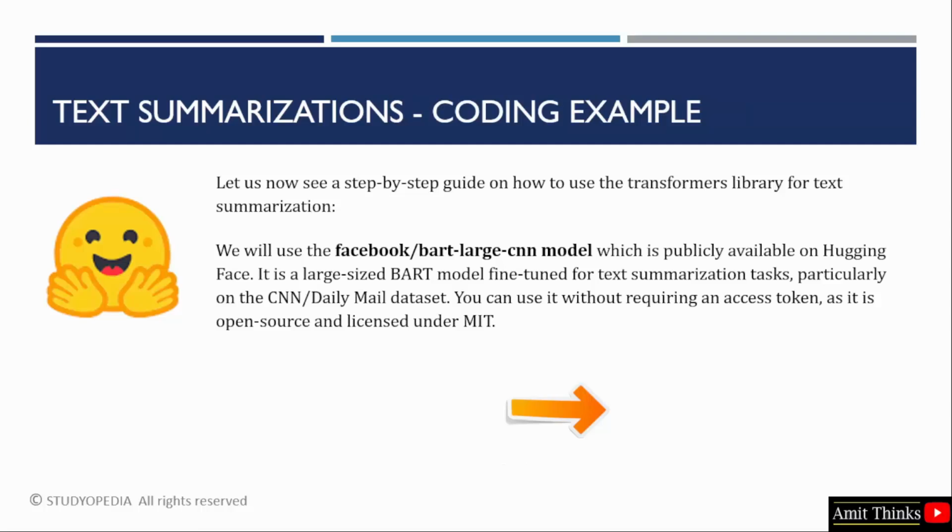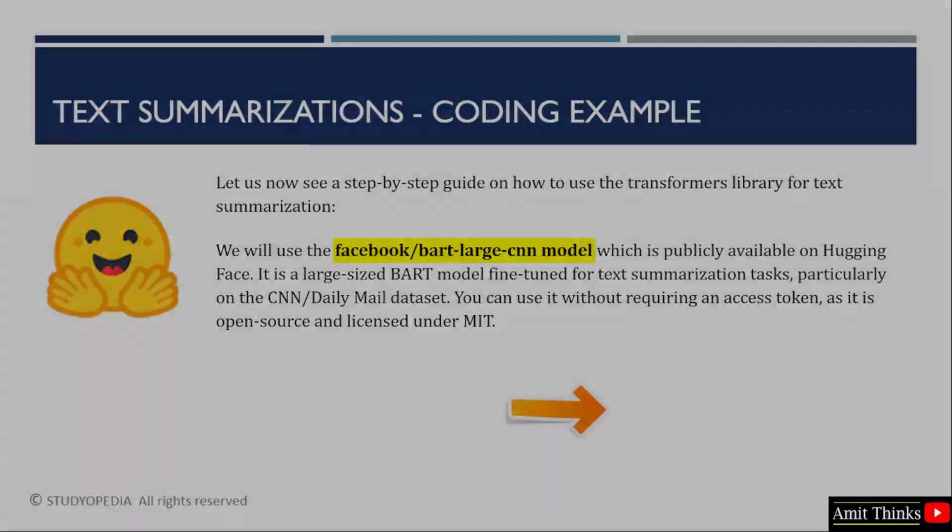Now let us see an example. Here we will use the following model, which is publicly available on Hugging Face, so we don't need to add the access token. We will run the code on Google Colab like we saw before. So let us see the code.